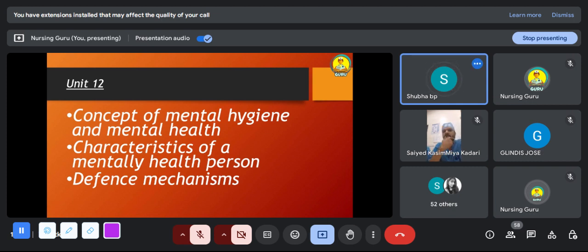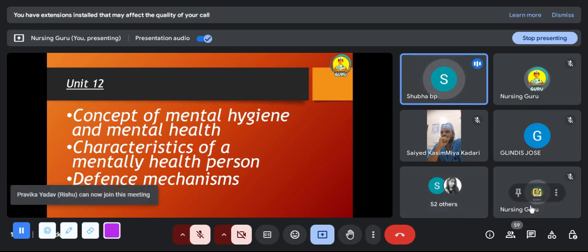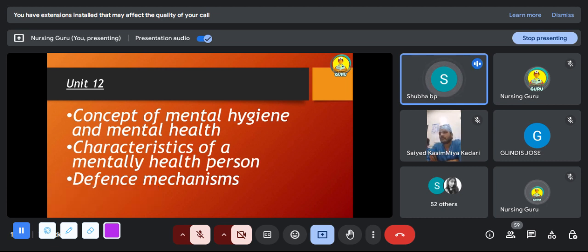Okay, so next one, here you are going to study the characteristics of a mentally ill person. What are the characteristics of a good person? He should listen to others, he should give respect to others. Everything you need to study. And the next one is defense mechanisms. In this you are going to be asked for 3 marks.